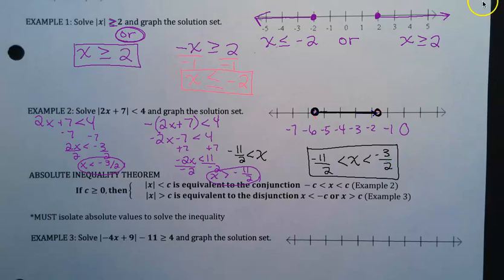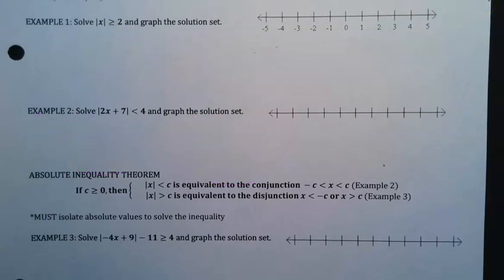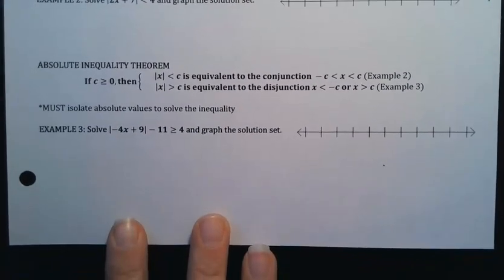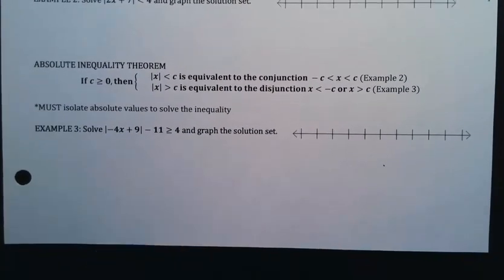Okay, let's move on. Then we have the absolute inequality theorem. It states that if c is greater than or equal to 0, then the absolute value of x is less than c is equivalent to the conjunction negative c is less than x is less than c. That's example 2.